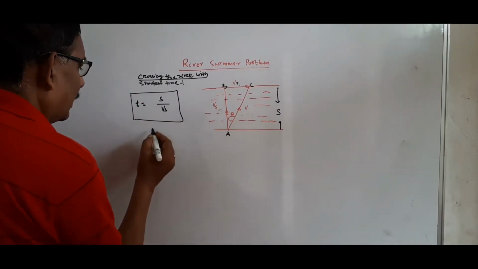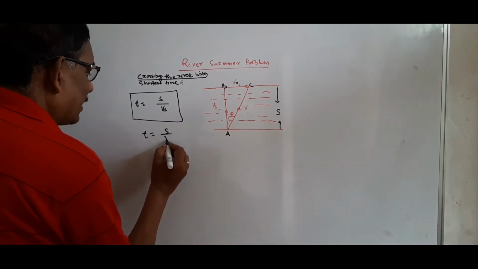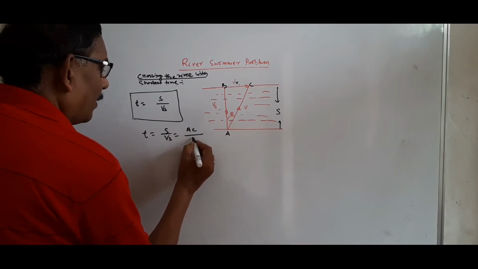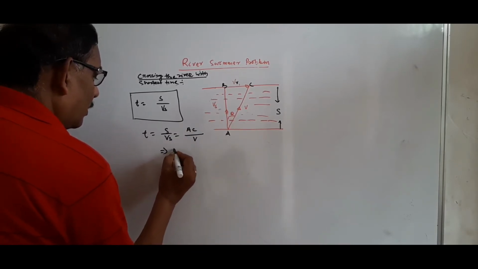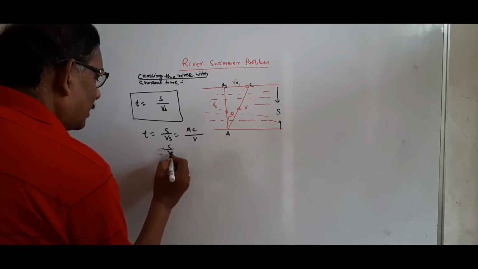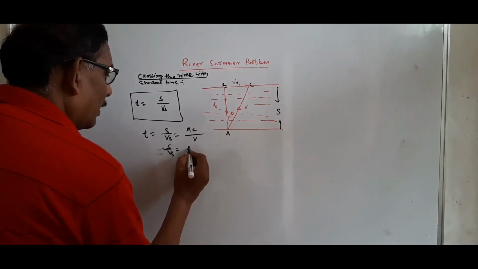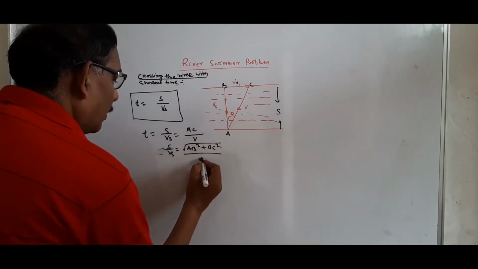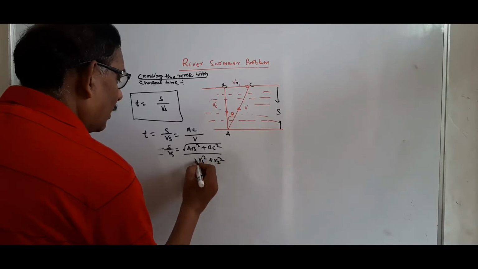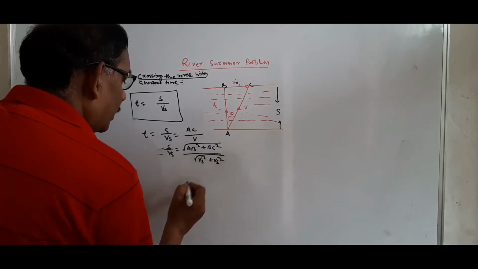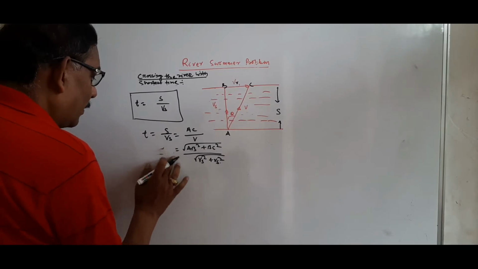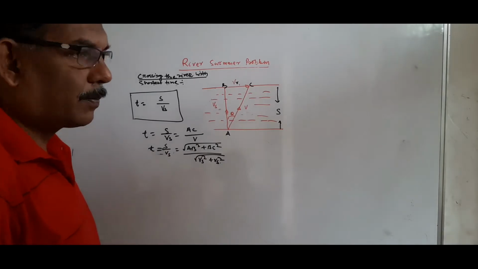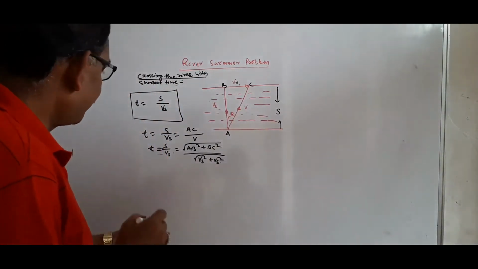Also you can calculate it in this way. T is equal to S by Vs, that is equal to AC by V. This is equal to S by Vs. AC is the square root of AB square plus BC square, and V is the square root of Vs square plus Vr square. In this way you can also calculate the shortest time to cross the river from one bank to another bank.